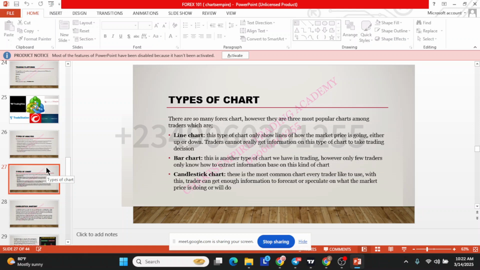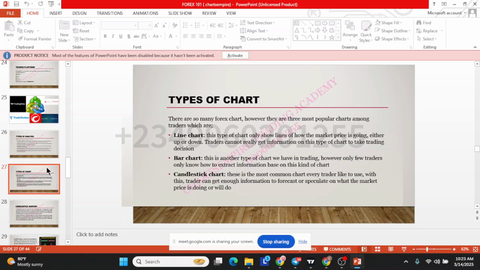The line chart shows you lines of how market price is moving, either going up or coming down. But traders cannot really get much information on this type of chart to take trading decisions, because what you only have is a line. You are only seeing the way the market is going up and down. There's nothing to actually tell you when to take an opportunity in the market, when to get in the market, when to get out of the market. That is line charts.